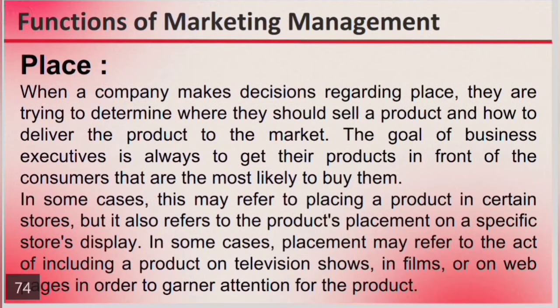Functions of marketing management. Number 3, place. When a company makes decisions regarding place, they are trying to determine where they should sell a product and how to deliver the product to the market. The goal of business executives is always to get their products in front of the consumers that are the most likely to buy them. In some cases, this may refer to placing a product in certain stores, but it also refers to the product's placement on a specific store's display. In some cases, placement may refer to the act of including a product on television shows, in films, or on web pages in order to garner attention for the product.